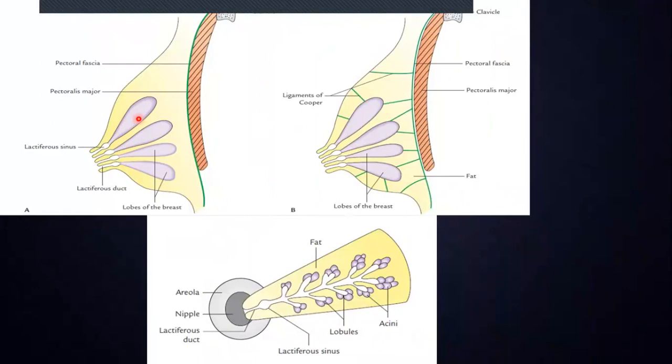So these are the lobes. Then if we take this lobe, you can see this is one lobe. You can see it is divided into lobules, and each lobule consists of a cluster of acini. Then you can see the lactiferous duct here. Near its termination, it has an expansion, the lactiferous sinus, which is a milk reservoir.